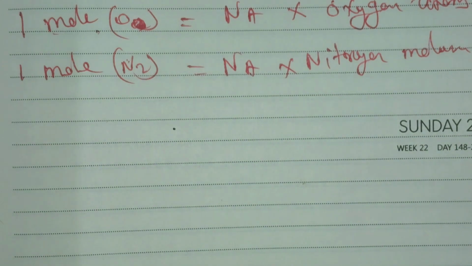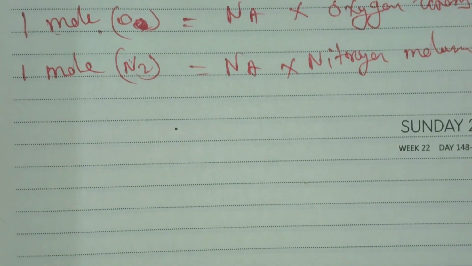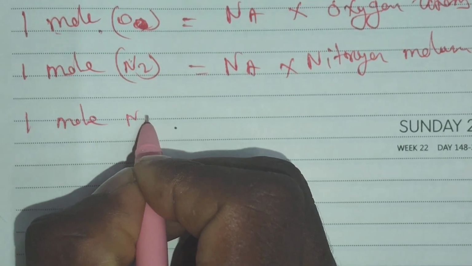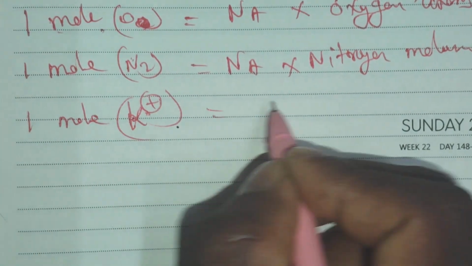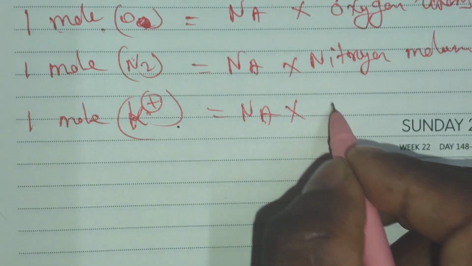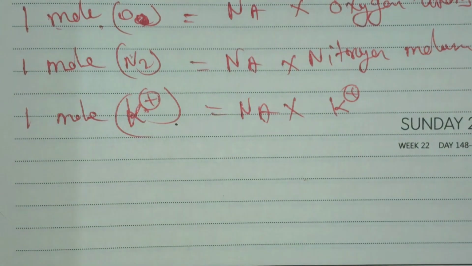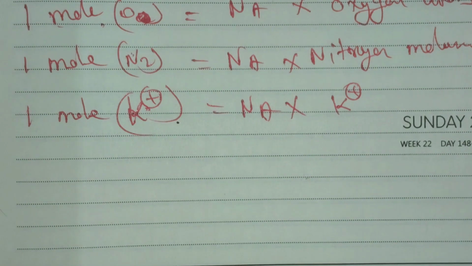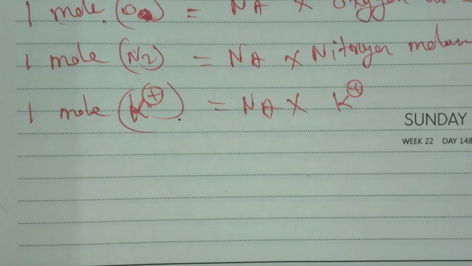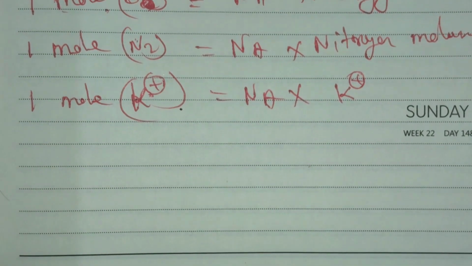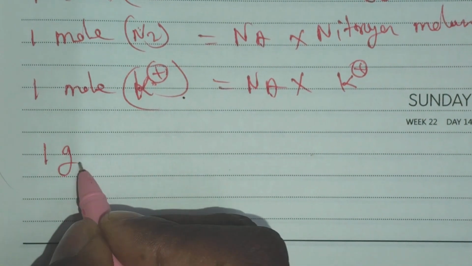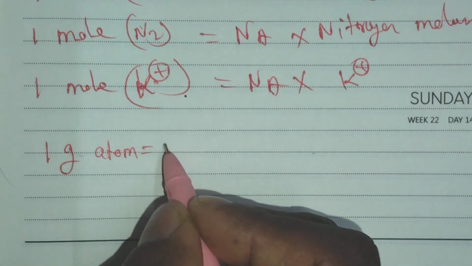Suppose 1 mole of potassium ions, K plus, that is equal to Avogadro number times the number of potassium ions. So that is a simple concept. Whatever we want to find for 1 mole, we multiply by Avogadro number times whatever the question is asking.